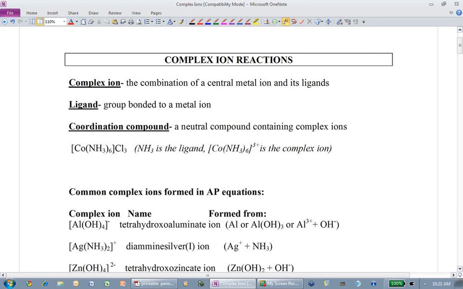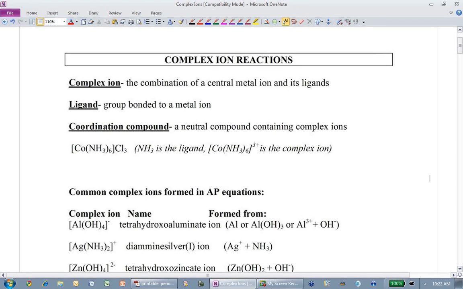Now, the good news is that no one's going to ask you to name. Well, I take that back. I have seen a couple of multiple choice questions, but it's rare that they ask you to name one of these complexes. But you do have to decipher names of these complexes, so it's important to be able to be literate with this. So what is a complex ion in the first place?